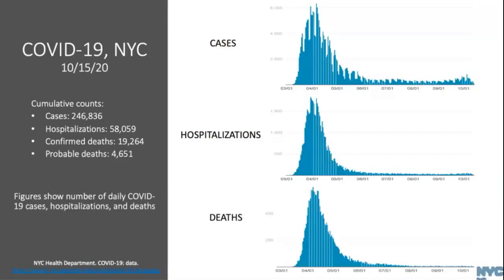Hospitalizations mirror cases, and then, of course, deaths seem to follow the trend of cases and hospitalizations, but occur a couple of weeks after diagnosis. In our cumulative count, we are almost at 247,000 cases in New York City, with over 58,000 hospitalizations, 19,264 confirmed deaths, and 4,651 probable deaths.